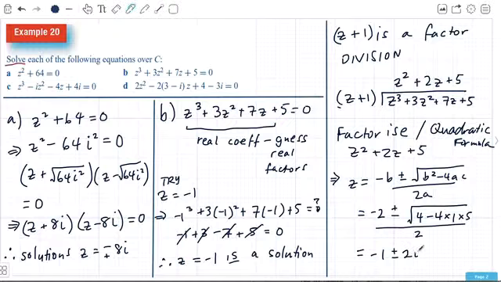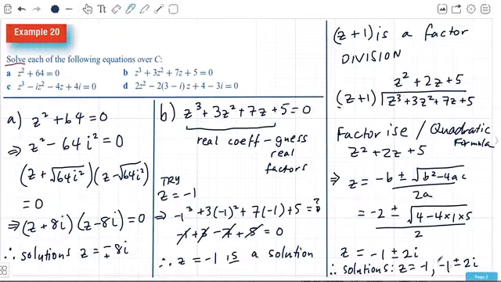So remember that we did one very similar to this in worked example 19. So we found both of those solutions that way. So what that means is finally that our solutions are z equals negative 1 and also z equals negative 1 plus or minus 2i. So you've actually got 3 solutions there.